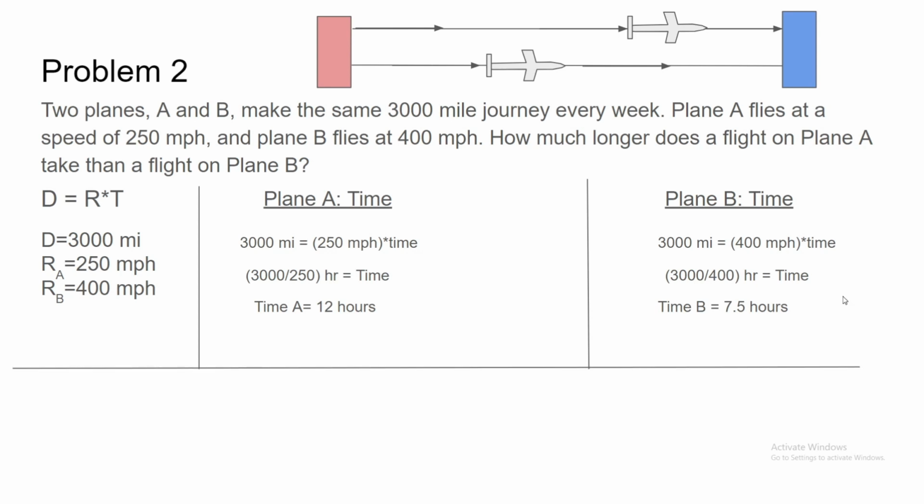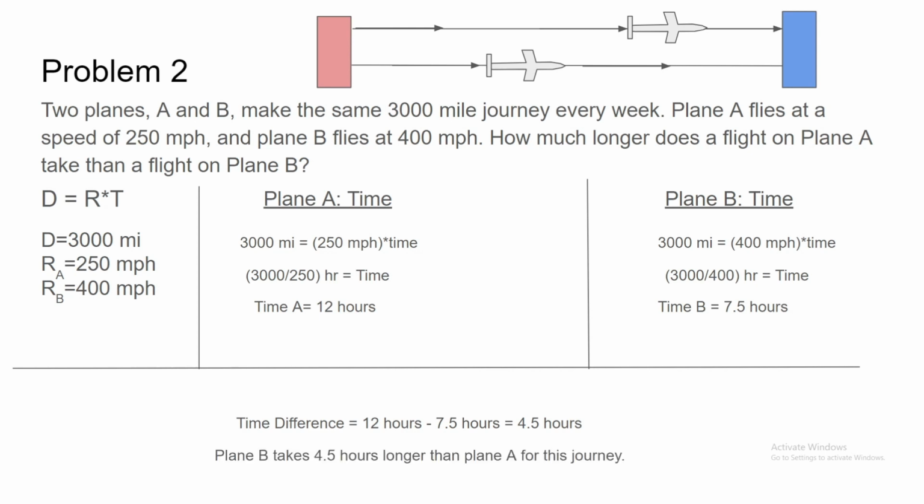Okay, so now that we have both of our times for plane A and for plane B, let's go ahead and compare them. So to find the difference, we'll go ahead and subtract these two. So our time difference is going to be 12 hours minus 7.5 hours. It's going to give us an answer of 4.5 hours. So that means that plane A takes 4.5 hours longer than plane B to make this 3,000 mile trip.